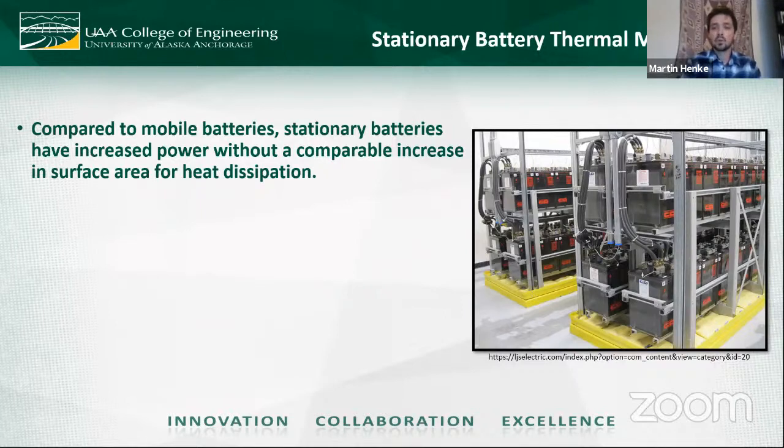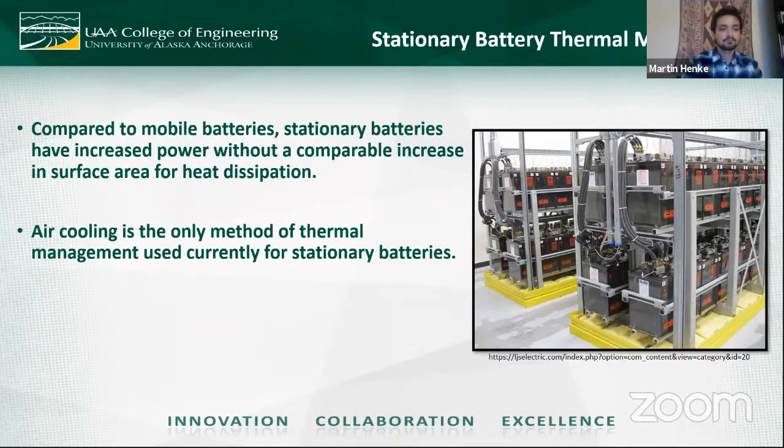Well, while the surface area of these batteries is drastically increased because they're so large, what's increased even further is the capacity and discharge rate capable in these large cells. So it's really not comparable to, say, portable batteries. These batteries have such high discharge rates that natural room temperature convection doesn't provide the cooling needed to keep them within a safe range. Air cooling is really the only method of thermal management used for these batteries.